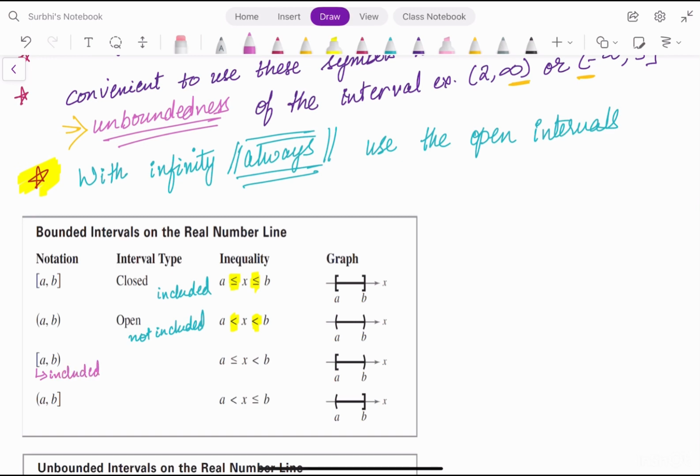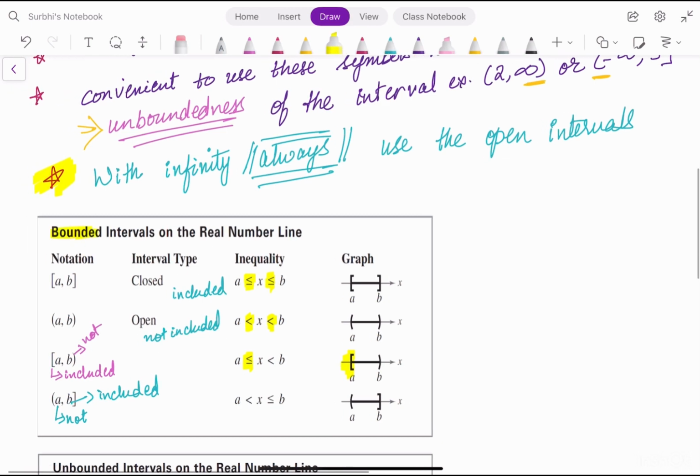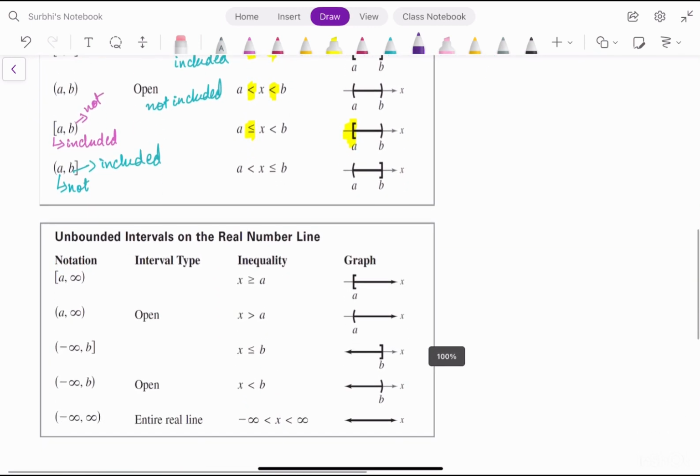The third one, A is included, but B is not included. In the inequality, it is less than or equal to between A and X, but X is only less than B. B is not included. And the same pattern continues with the fourth one. So these are the bounded intervals on the number line. You should understand this extremely well because this will become the foundation for accelerated Algebra 2, including precalculus and calculus and moving ahead. If this basic structure is not clear, then it will become a bumpy ride.